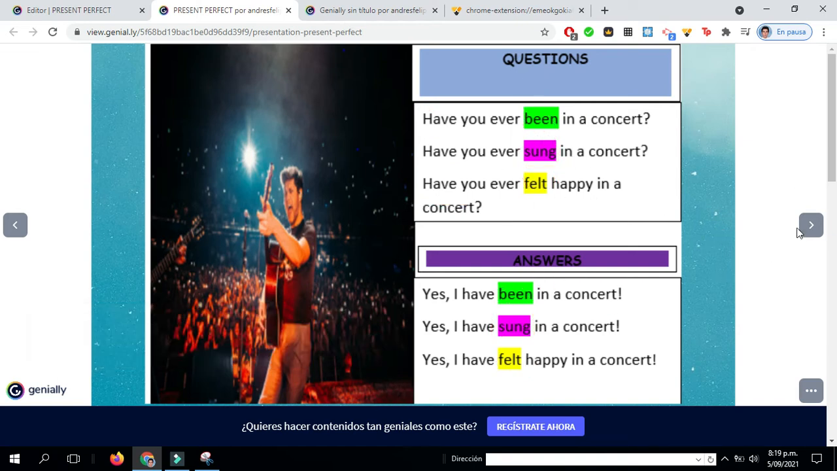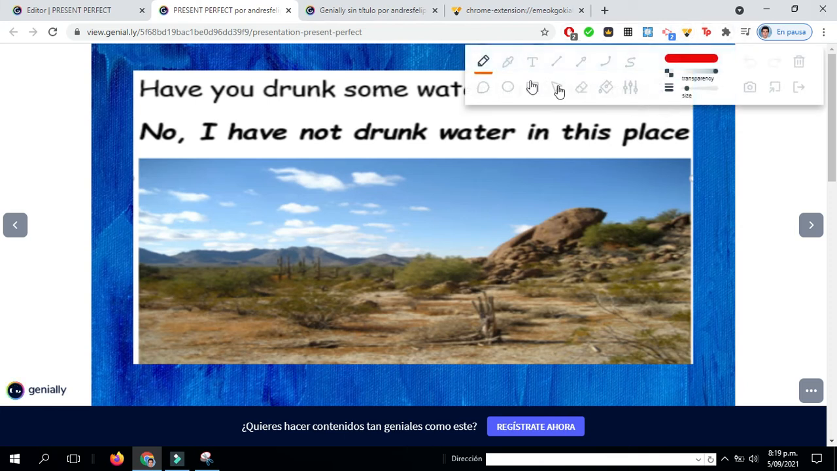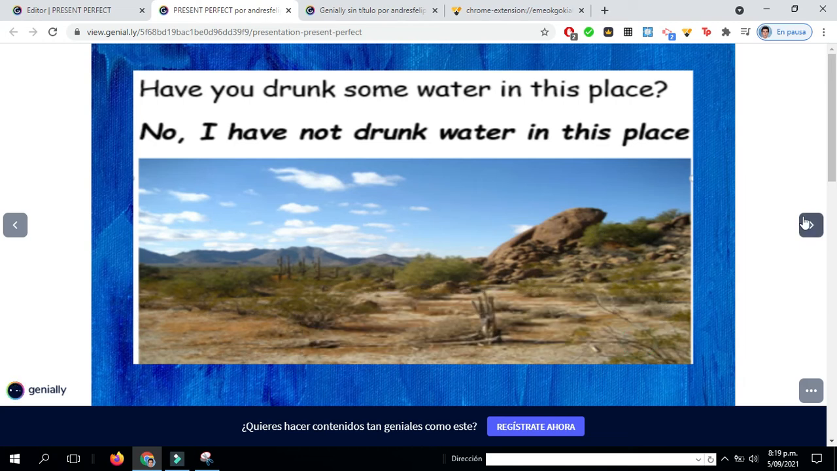Also, when I want to write a negative answer, it's the same. I just need to put the word not. Okay? Not. So for example, to this question, have you drawn some water in this place? No, I have not drawn water in this place. So this is an example of a negative sentence.